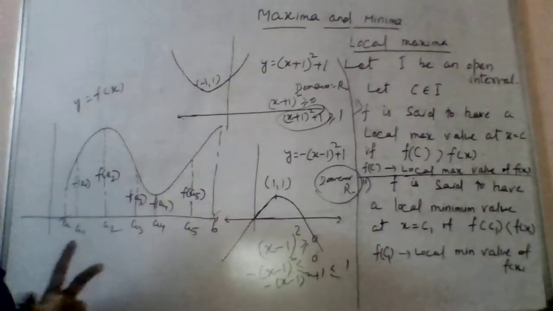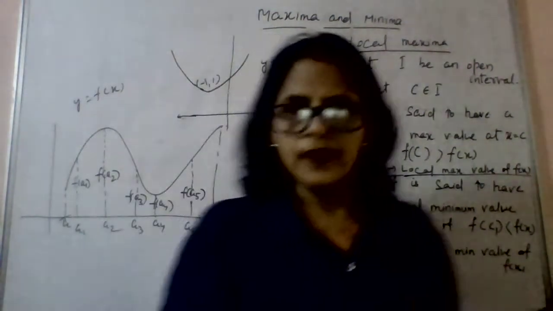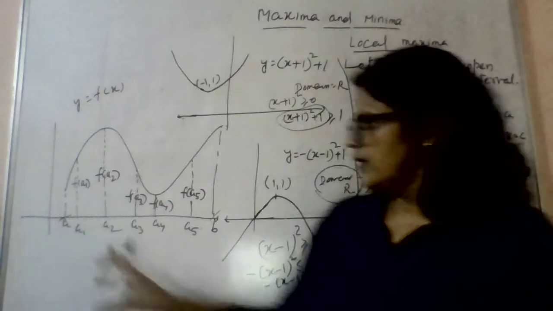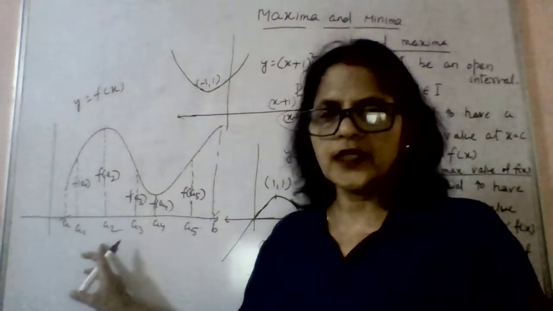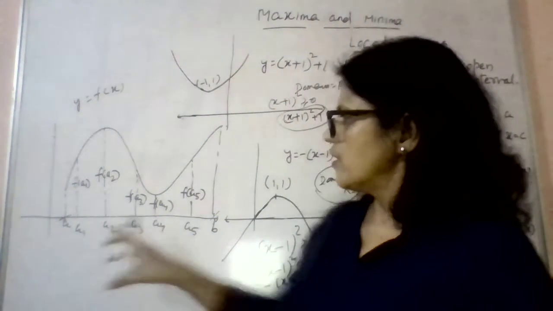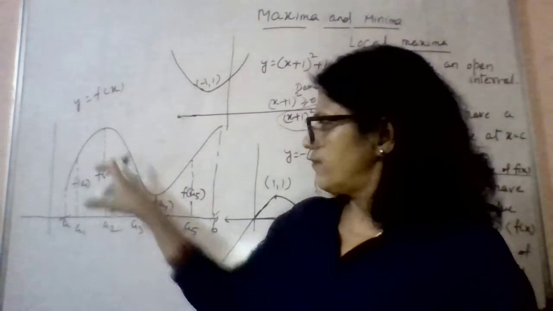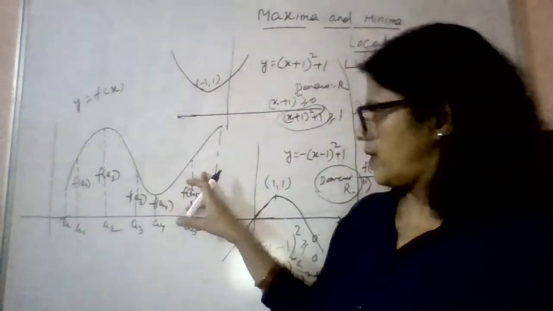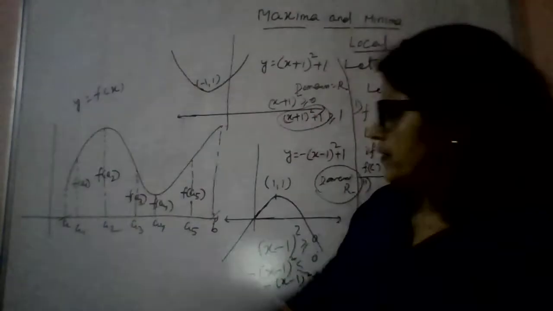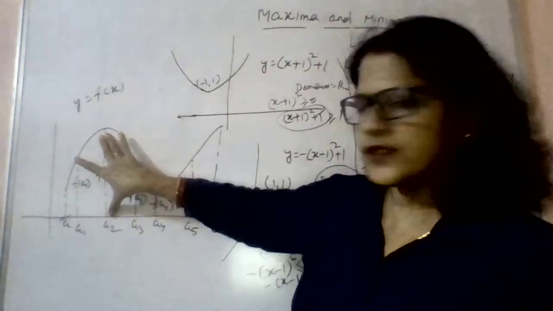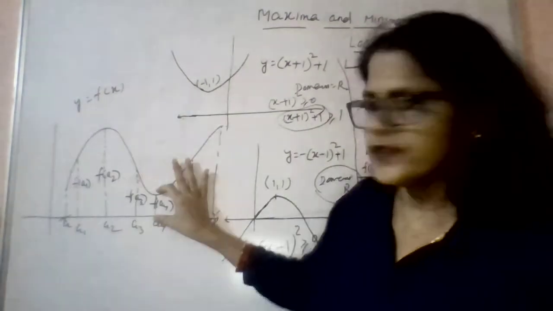Now we are not taking the endpoints, so within AB, between A and B, a1, a2, a3, a4, a5 are the values along the x-axis, with corresponding values of y: f(a1), f(a2), f(a3), f(a4), f(a5). Out of all these values, you can observe that at x equal to a2, this length is maximum and this length is minimum.